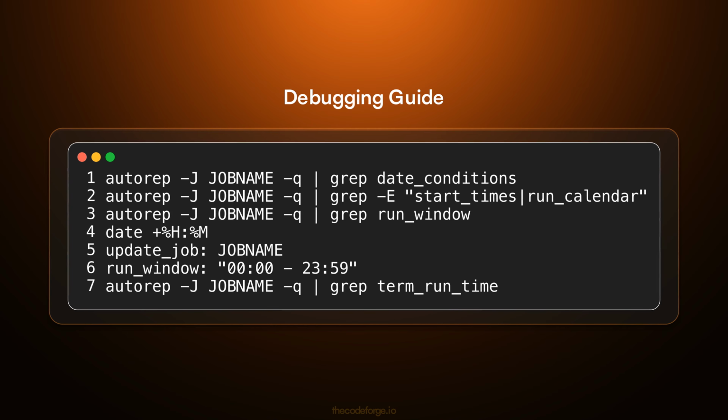First, check date conditions. If it's 0, time scheduling is off. Then check run window and compare with current time. For CMD jobs, verify term runtime is set.